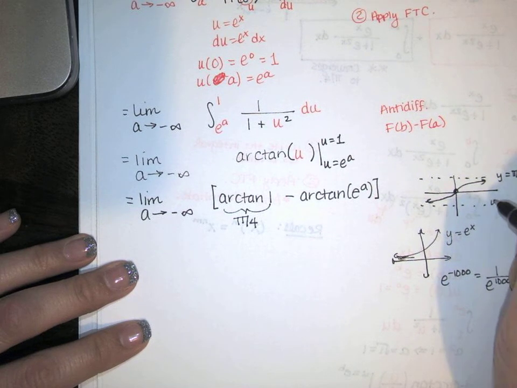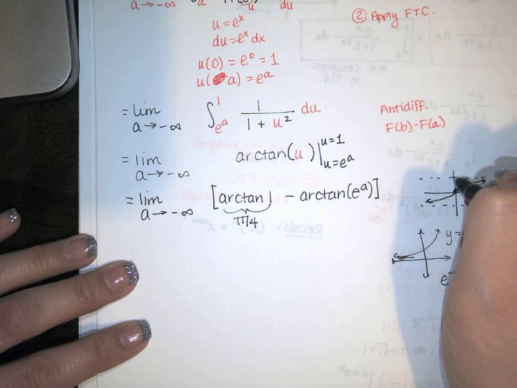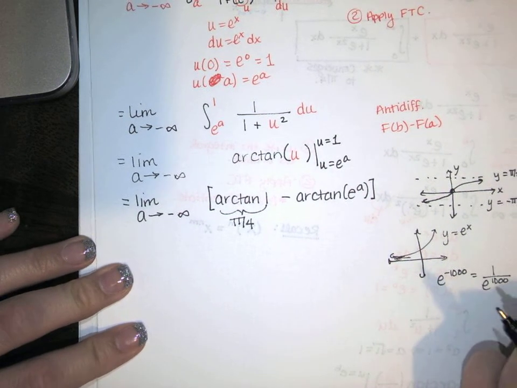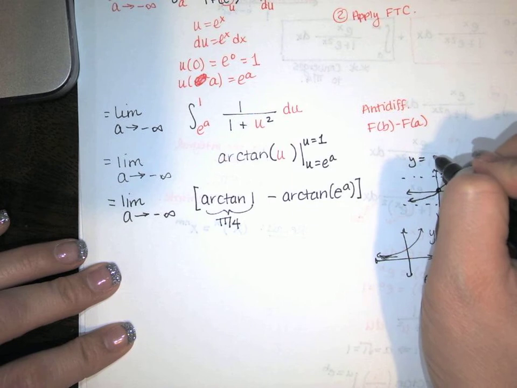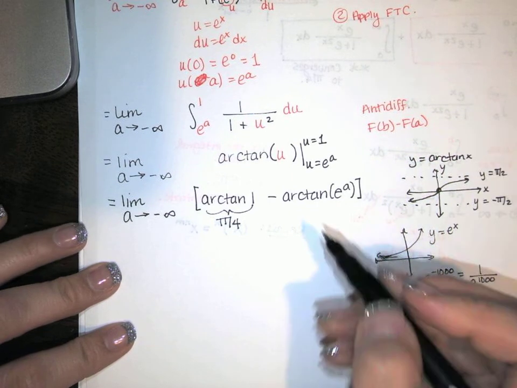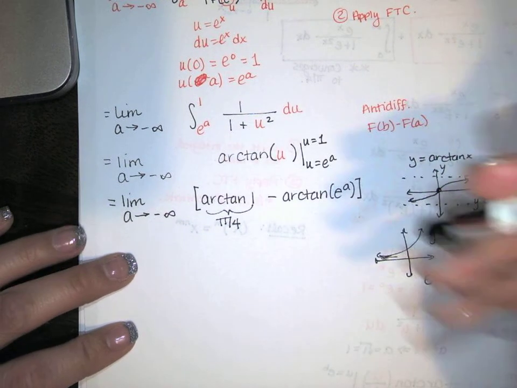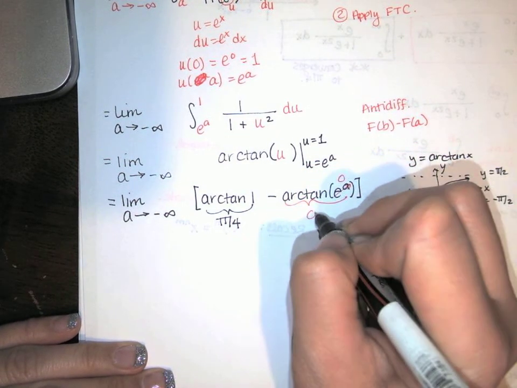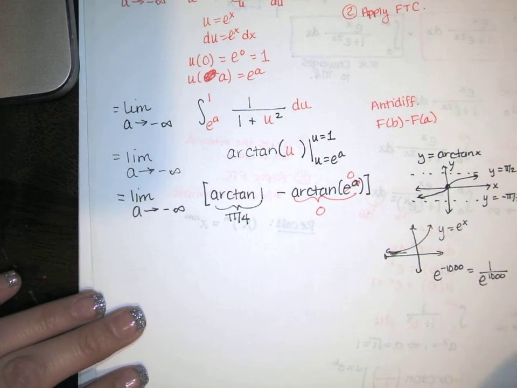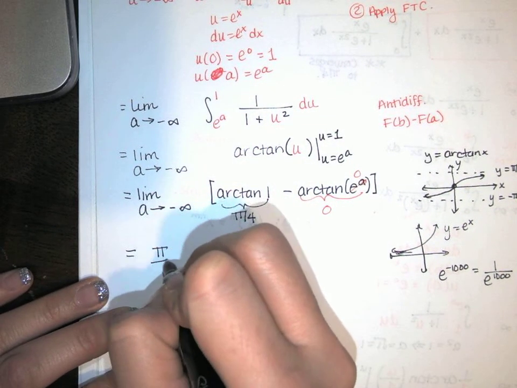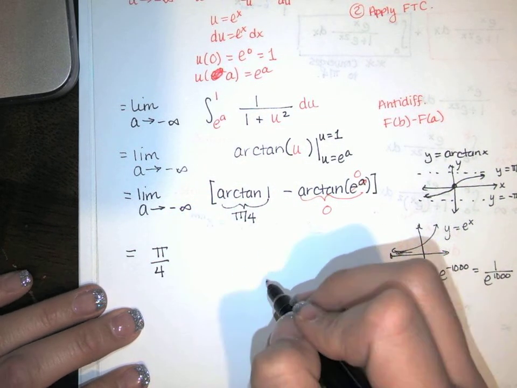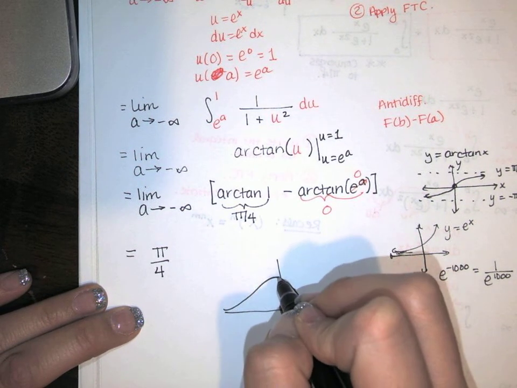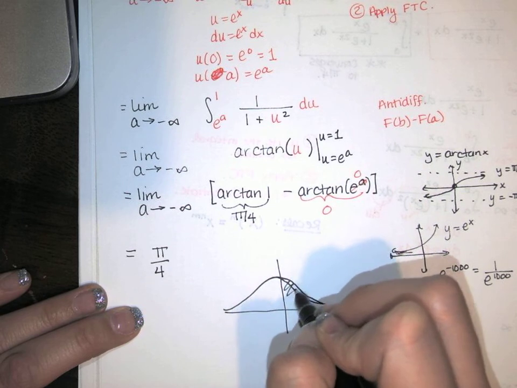Now I know my graph isn't great. But yeah, that's the basic idea. This is y equals arctan of x, and it looks like that. This is approaching 0. Arctangent of 0 is 0. And so it turns out we get pi over 4. So we had a picture that looked like this. I'm not doing a very good job with my graphs tonight.